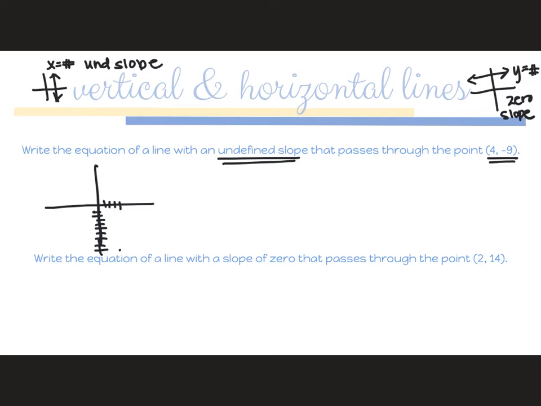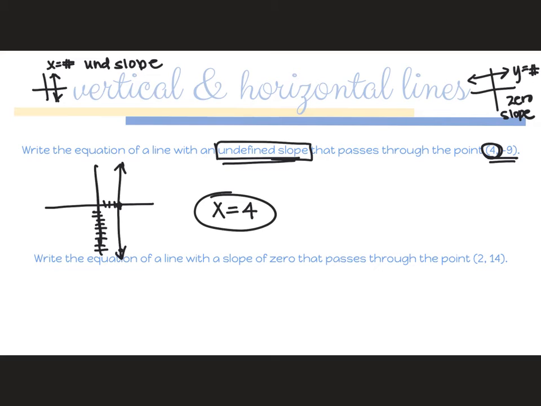That's this point here. I know that undefined slope means it's a vertical line, so that would be here. We know vertical lines are always x equals, and my x value is 4, so x equals 4. You don't have to draw a graph, it was just showing you graphically that's what it would look like.